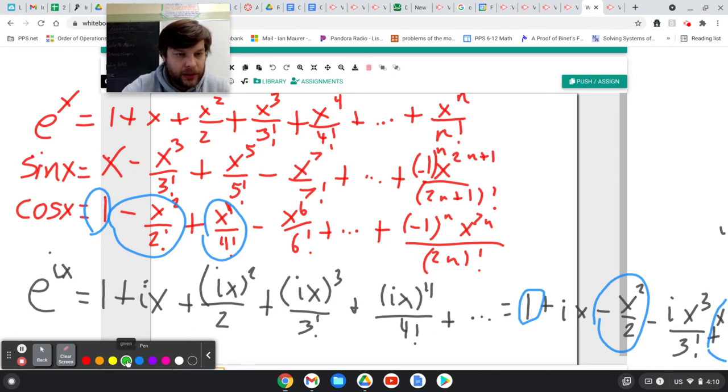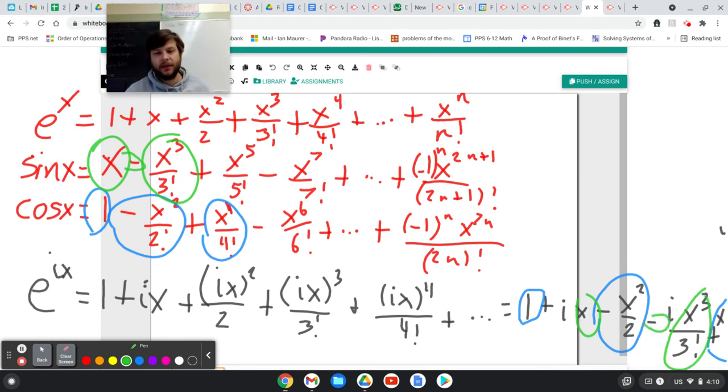Let's use green to show sine. X is in sine. X is right there. X to the third over 3 with a negative on it. And this is going to continue the pattern. And so the pattern will continue. And what you can see is that it's always going blue, green, blue, green, blue, green.